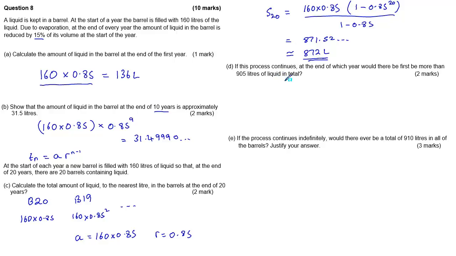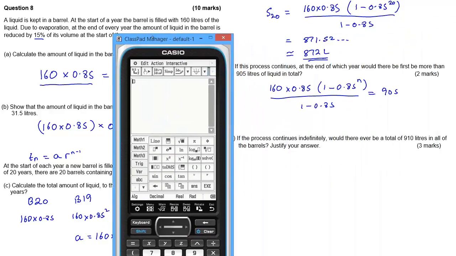If this process continues, at the end of which year would there first be more than 905 litres of liquid in total? So what we're looking at here is a sum of n terms, but we don't know what the n is. So we do know what the a is, 160 times 0.85. 1 take away 0.85 to the n, all over 1 take away 0.85. Now if we put that equal to 905 and solve, let's see what happens.